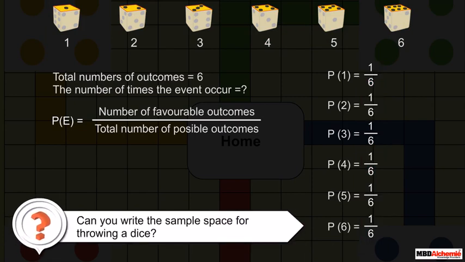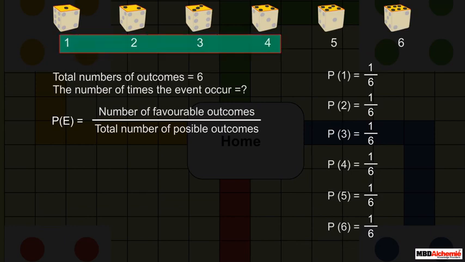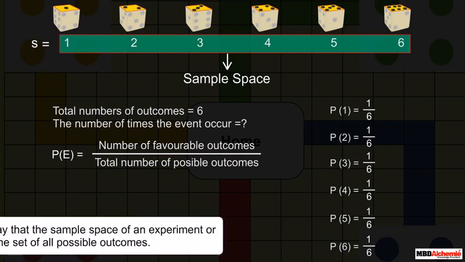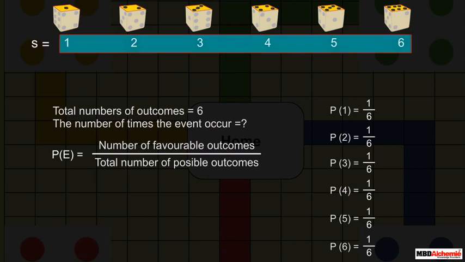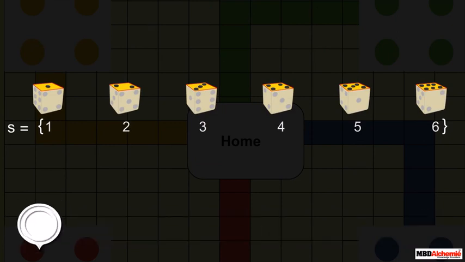Can you write the sample space for throwing a dice? As we know, the possible outcomes by throwing a dice are 1, 2, 3, 4, 5, or 6. These are called sample space, and we name it as S. Thus, we can say that the sample space of an experiment or random trial is the set of all possible outcomes.